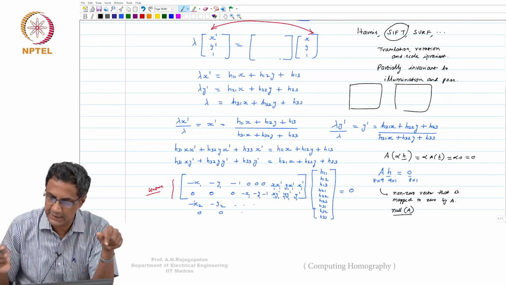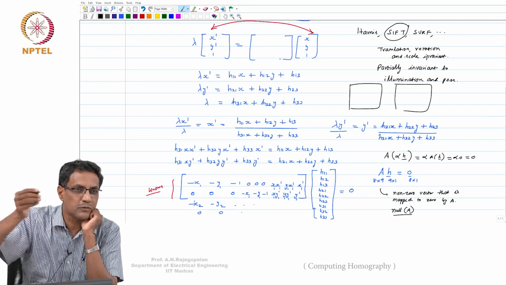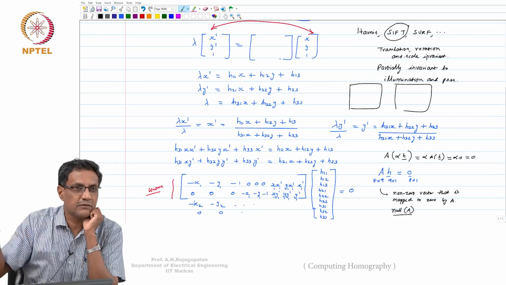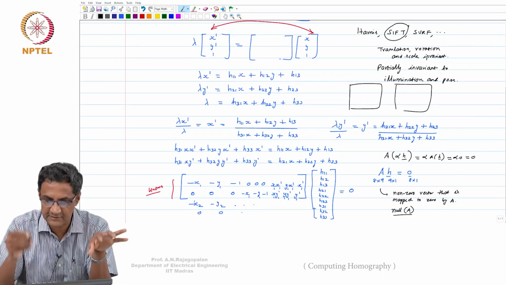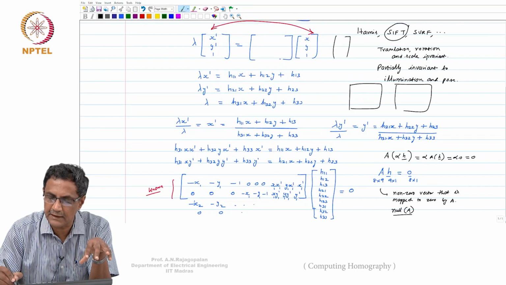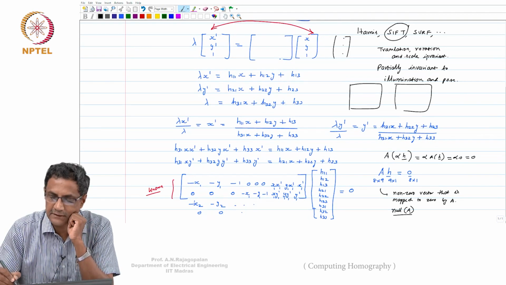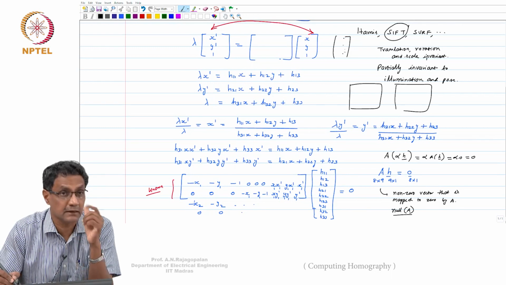So that H, you put it back in your H matrix, H11, H12, H13, H21, H22, H23, H31, H32, H33, and then if you multiply it with any (x, y, 1), you will get a 3-dimensional vector, and this need not be 1. So you'll have to scale the first two by this, and that will give you the image coordinate.